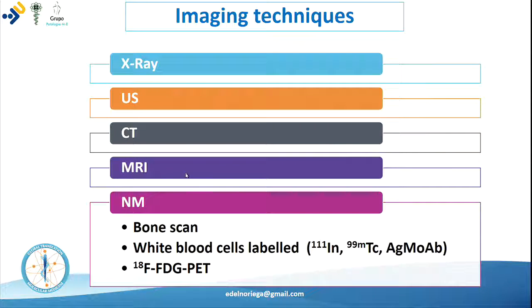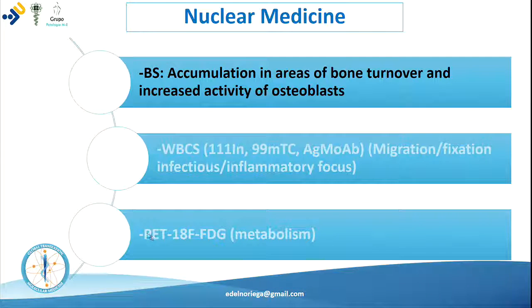And also there are patients for whom MRI is not suitable because they are claustrophobic, they have osteosynthesis material, etc. And then nuclear medicine imaging plays an important role. Here we have a bone scan, white blood cell scan, and FDG PET.